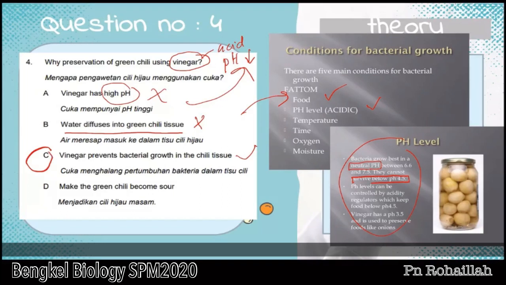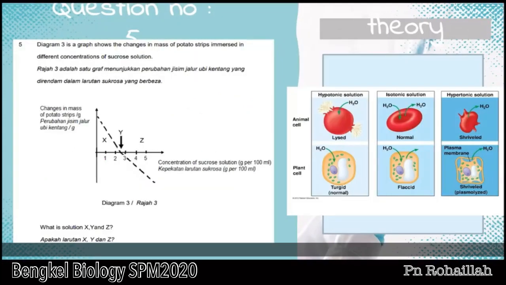Boleh? Okay, next. Question number 5. Diagram 3 shows a graph of the changes in mass of potato strip immersed in different concentration of sucrose solution. So ingat, we have hypotonic, isotonic, hypertonic. Hypotonic means that, let's say the cell, in this case we are using potato. Potato is the plant cell.